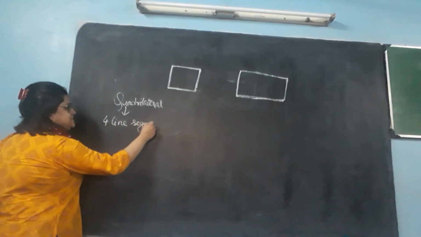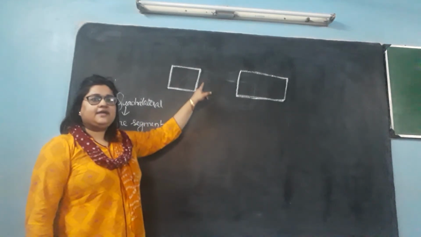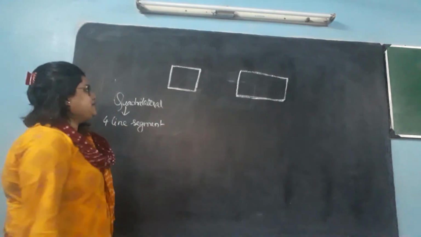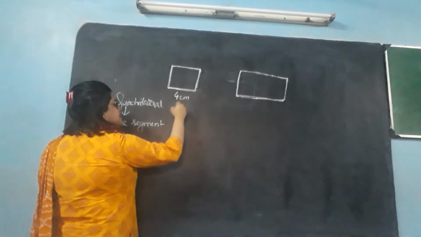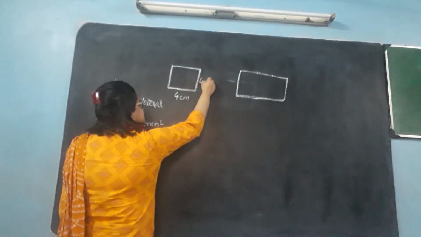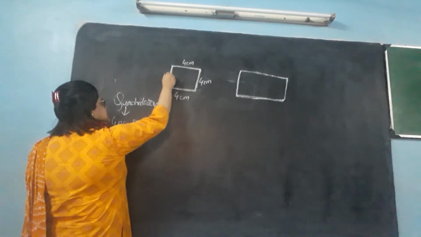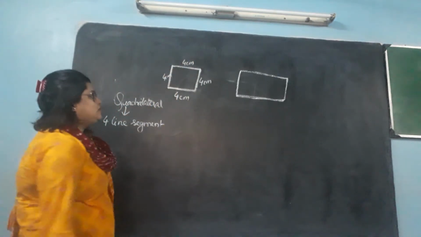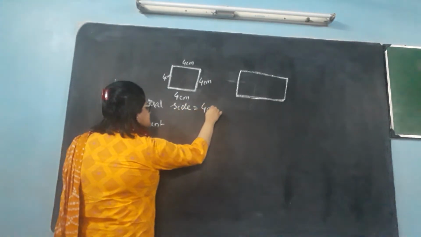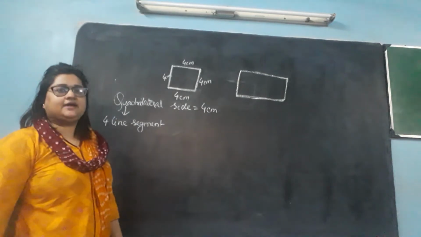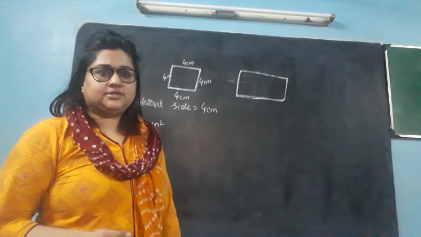But the difference is, in case of a square, all the sides measure the same. If I say this line segment measures 4 cm, it means all the line segments on all sides measure 4 centimeters. So if I know a single side of the square, that side measures 4 cm, we should understand that all the sides measure equal to 4 centimeters.